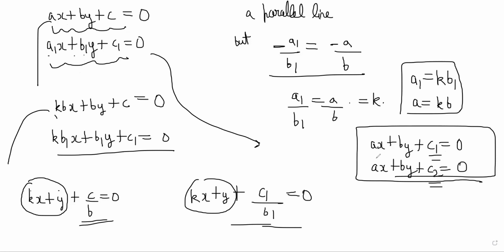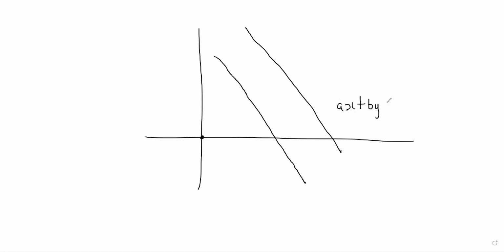The only thing different will be constants, right? And now what we can say is we can find out the distance between two parallel lines. The formula that I told you in the beginning of the class, right? So if this line is ax plus by plus c1 is equal to 0, and this line is ax plus by plus c2 is equal to 0, what we need is the perpendicular distance between them, right?